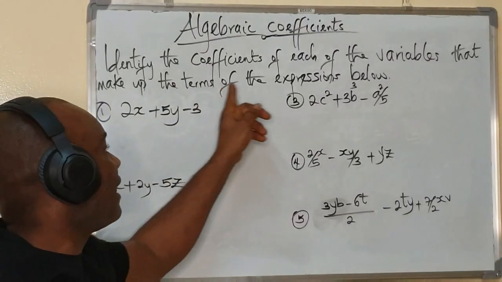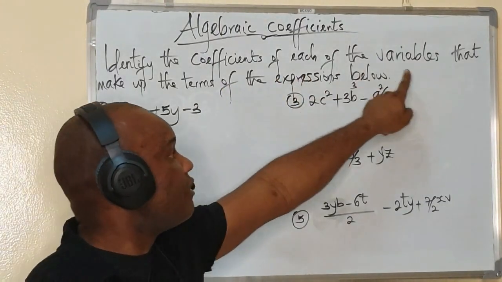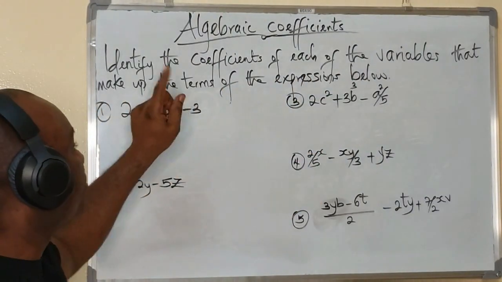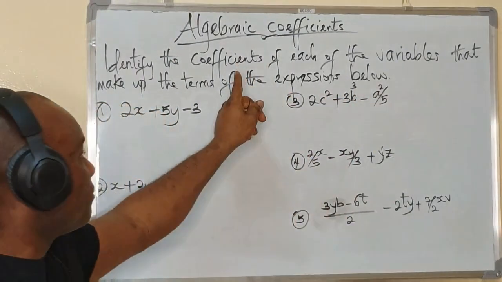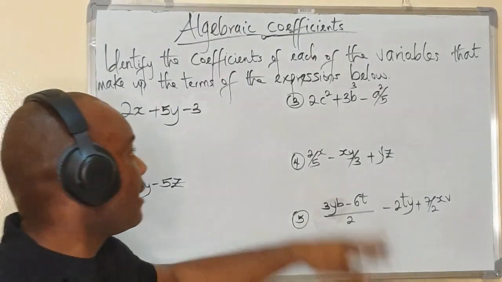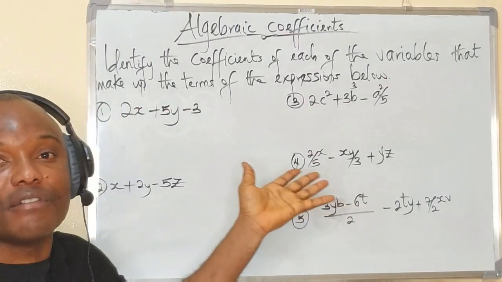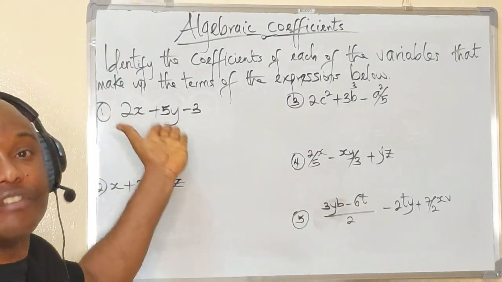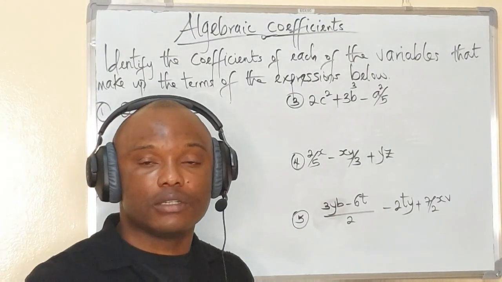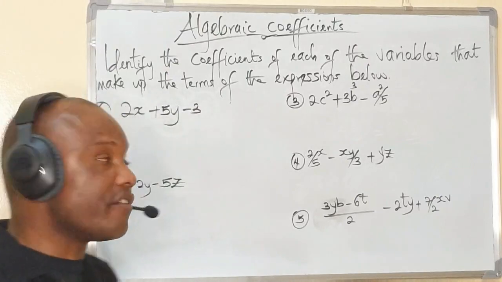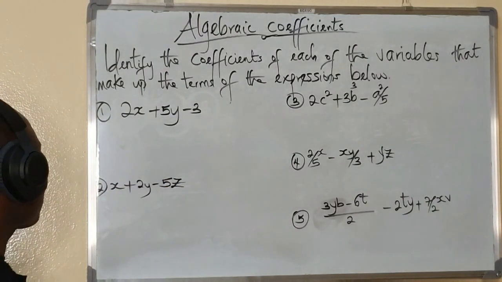We are required to identify the coefficients of each of the variables that make up the terms of the expressions below. So by this statement, you can easily identify that as long as you have an expression containing variables, which is always true, there is going to be a coefficient or coefficients. Therefore, let's take a look at these examples.